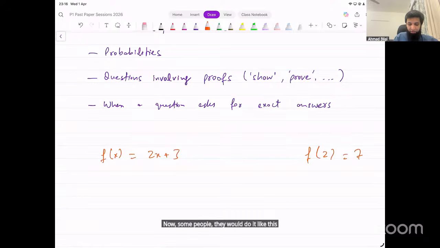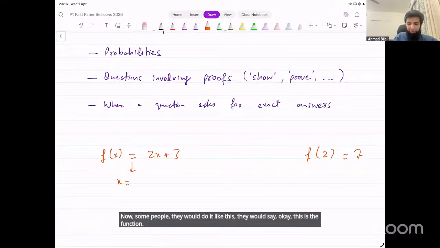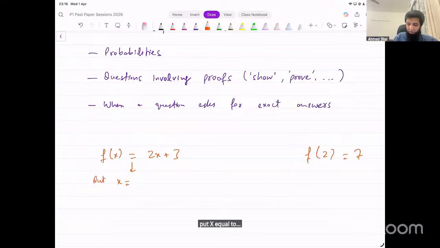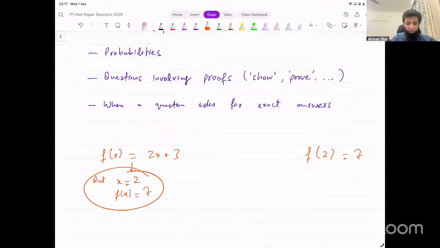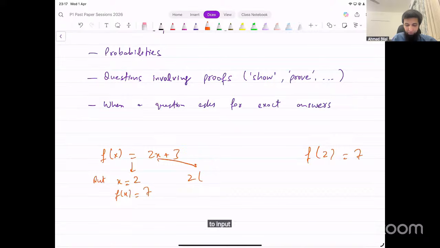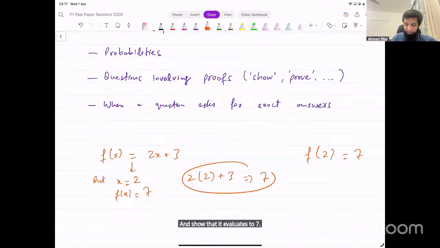They would say, okay, this is the function. Put x equal to 2 and f of x, that turns out to be 7. That is not acceptable. Examiner wants you to input the value of x in this, 2 into 2 plus 3, and show that it evaluates to 7. This is going to be correct. This is going to be wrong.